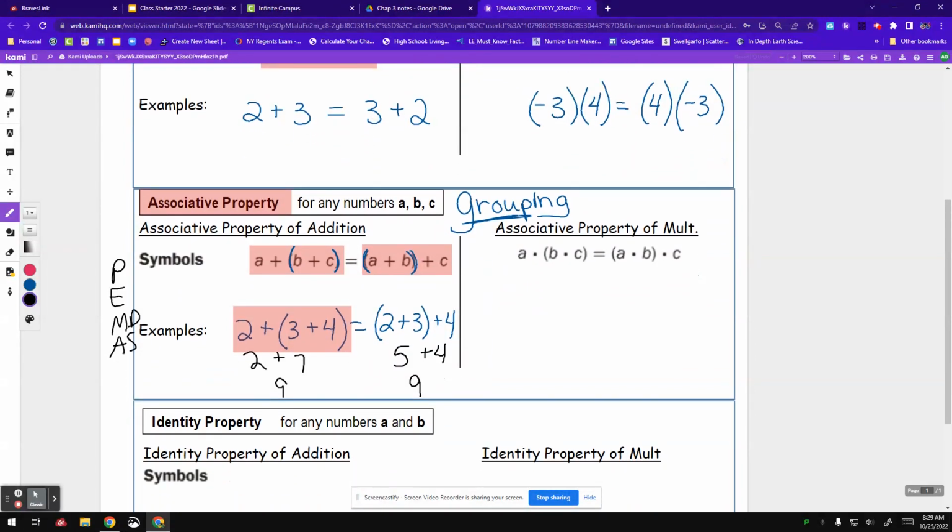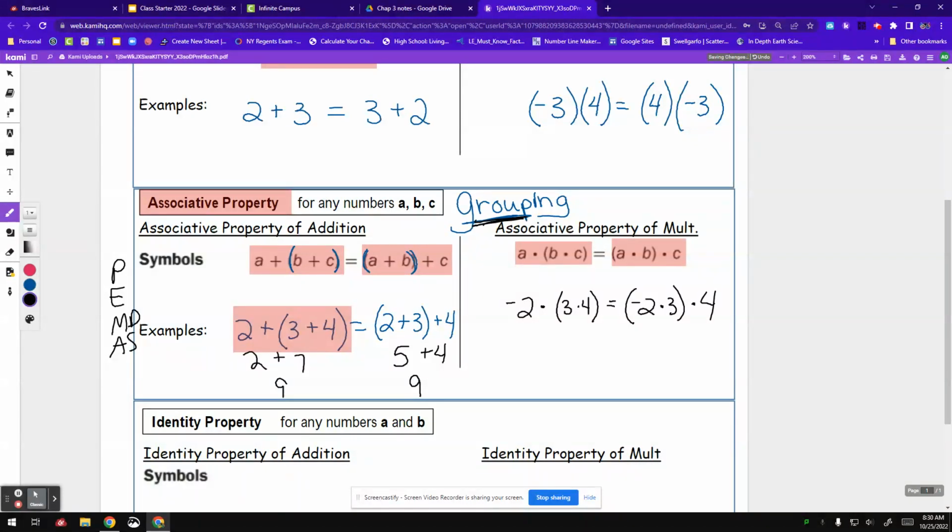It also works for multiplication. Notice I have a times b times c, a times b times c. The only thing that's different is where the parentheses are. Let's do negative 2 times 3 times 4. And on this side, I'm going to put the negative 2 in the parentheses, negative 2 times 3, and then have times 4 at the end. So the thing that changed is what is in the group.